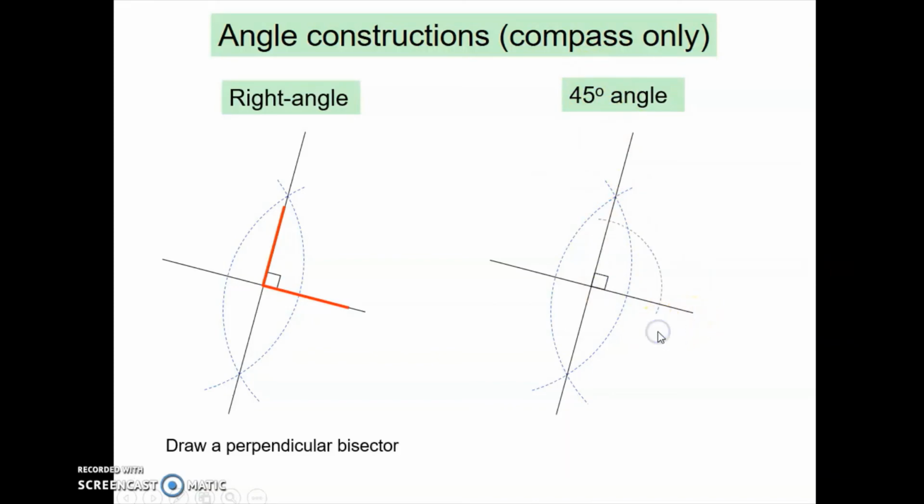So there's my 90-degree angle. I've started the construction of the angle bisector. I'm going to join it up with a straight line. So this is the angle bisector of the 90-degree angle, leaving me with a 45-degree angle. So we're still using the perpendicular bisector to get our 90-degree angle, but then we're halving that by applying the angle bisector construction.